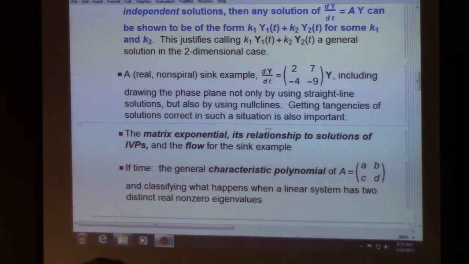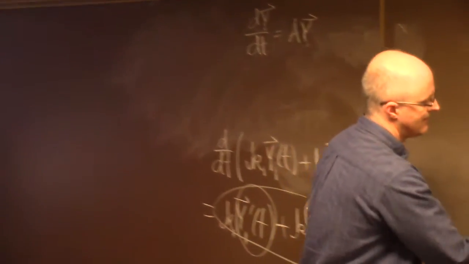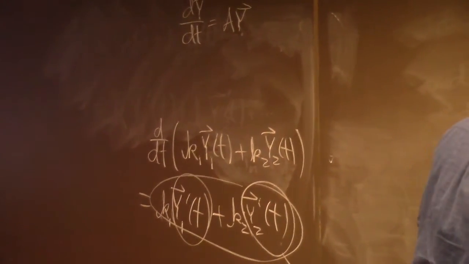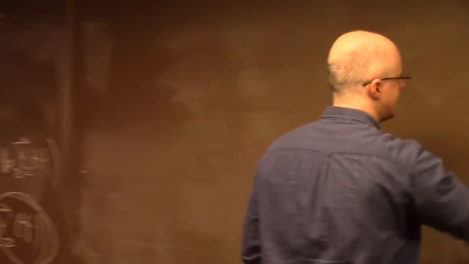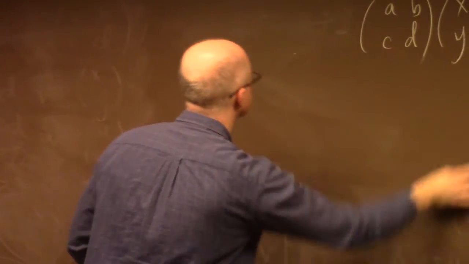All right, so let's consider this example here. Let's see how far we can get with this by hand. Can we find the eigenvalues and eigenvectors by hand? We should be able to, at least if the numbers turn out nicely. And can we draw a nice phase plane by hand?